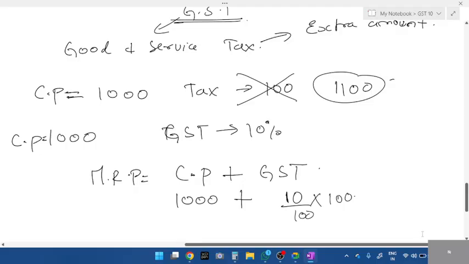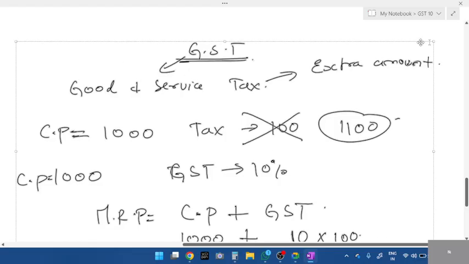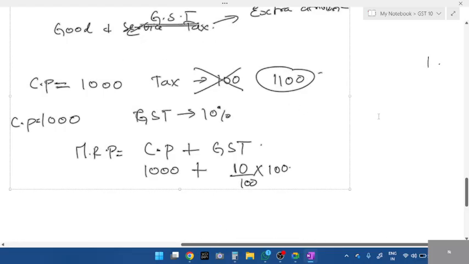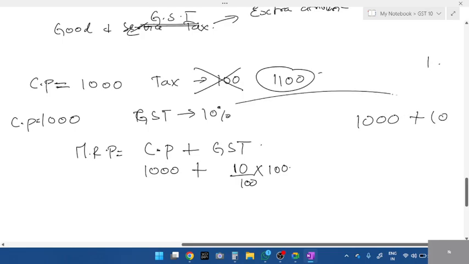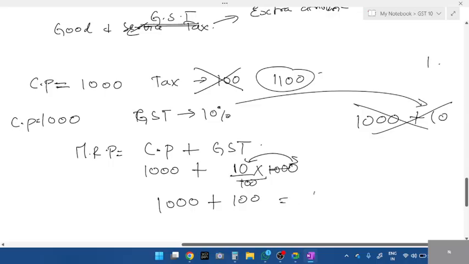Is this calculation clear? All of you understood? You can't directly write 1000 plus 10, students, because it is given in percentage. Wrong. It is 1000 plus 10% of 1000. The 0s get cancelled. What's the answer? What is 10% of 1000? 100, right? So the final answer is 1100. This is what you do. So very simple.